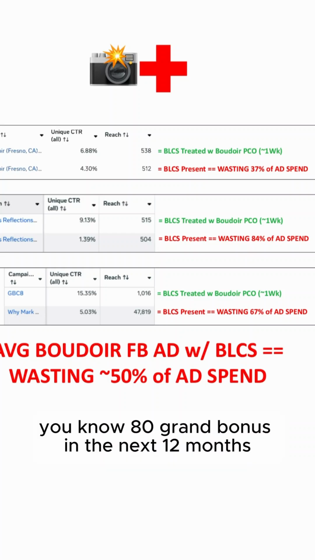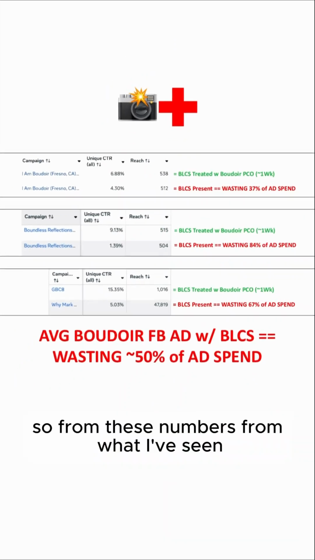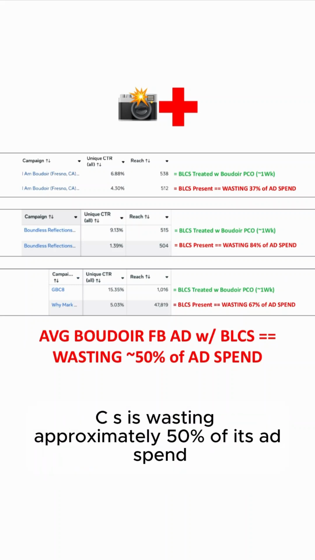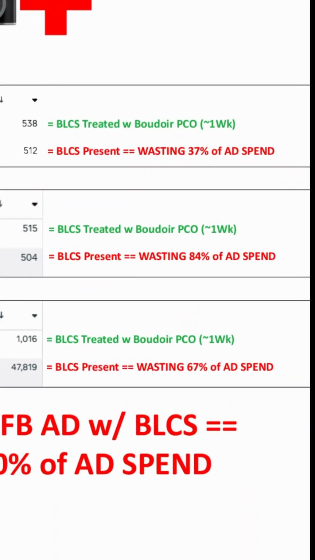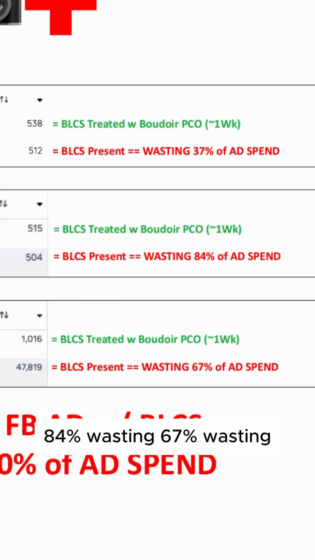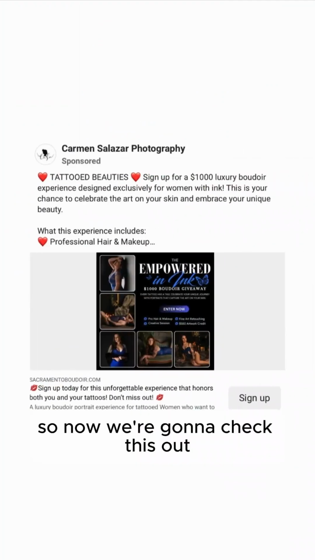6,700 bucks a month in bonus profit by simply not spending that money. I would say 80 grand bonus in the next 12 months. So insanely good, without even needing to service any clients. So from these numbers, from what I've seen, the average boudoir Facebook ad with BLCS is wasting approximately 50% of its ad spend. I mean, look at the numbers: wasting 37%, wasting 84%, wasting 67%. So it's wasting approximately 50% of its ad spend.